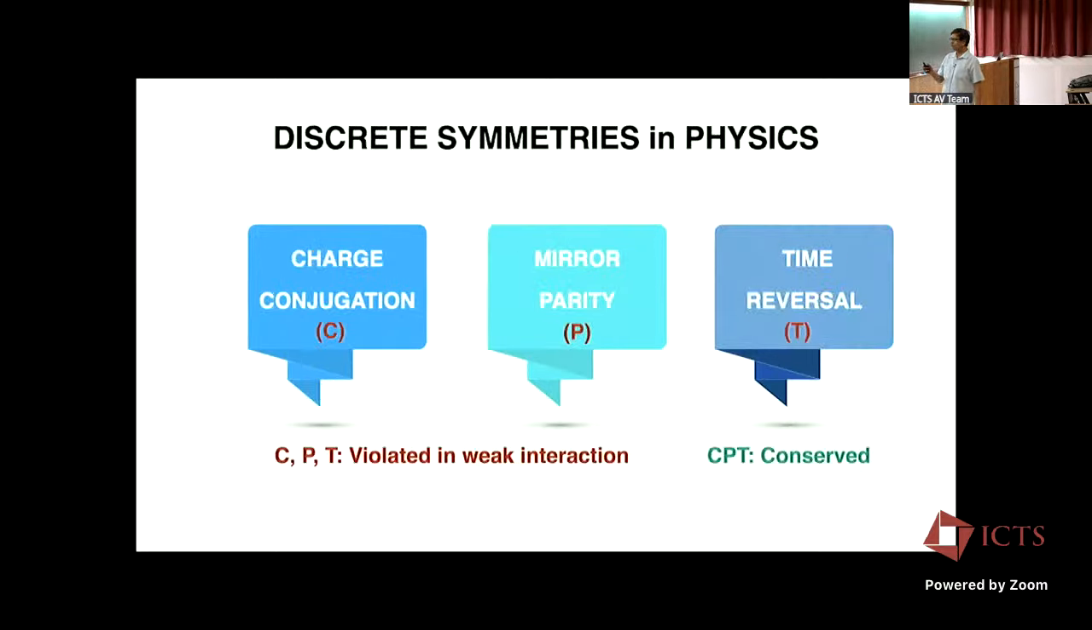Now, of course, we are going to talk about this, but I'm going to touch upon this as well a little bit. There are three discrete symmetries: charge, parity, and time reversal. Charge conjugation means that if in an isolated system I replace a particle by an antiparticle and do the experiment, I'll get the same result.